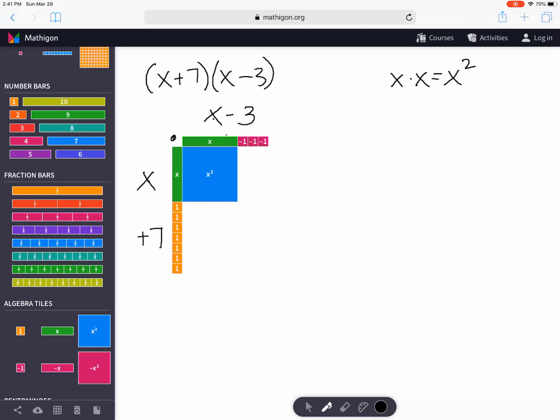because we know that x times x is equal to x squared. Now I need to multiply this x over here, this green tile, times my minus 1. So when I multiply an x times a negative 1, that's equal to a negative x. So for each one of these products of an x times a negative 1, I'm going to get a negative x.